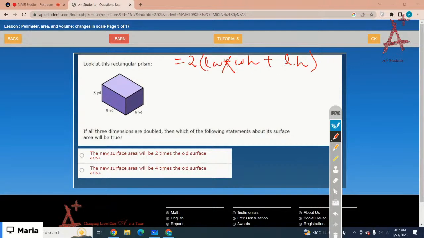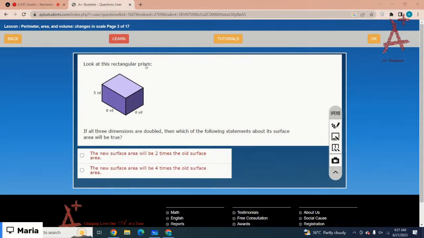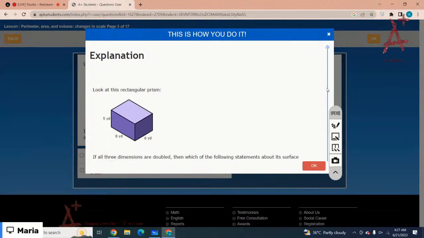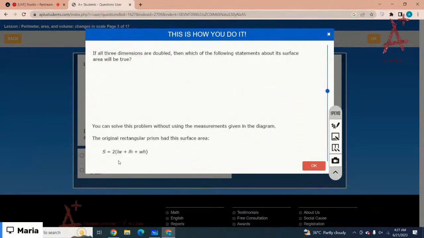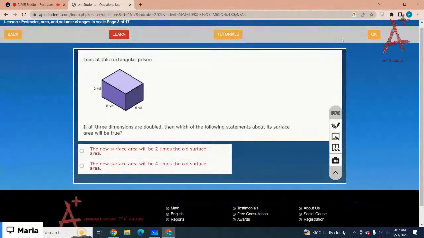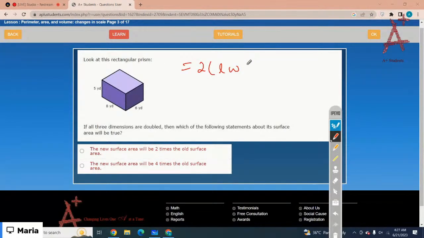I think you have to multiply them, not add. You have to do 2 times length times width. I forgot if it is adding or multiplying. Okay, let me see here. Yes, it would be length times width plus, okay, you are going to add them. S equals length times width plus width times height plus length times height. Got it? So now all the dimensions are doubled.